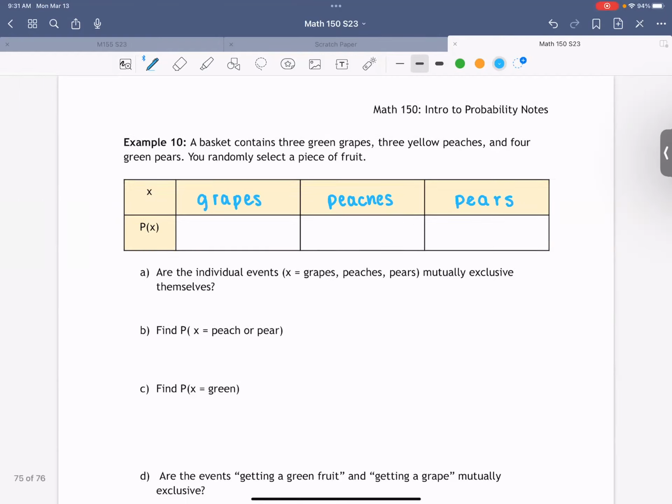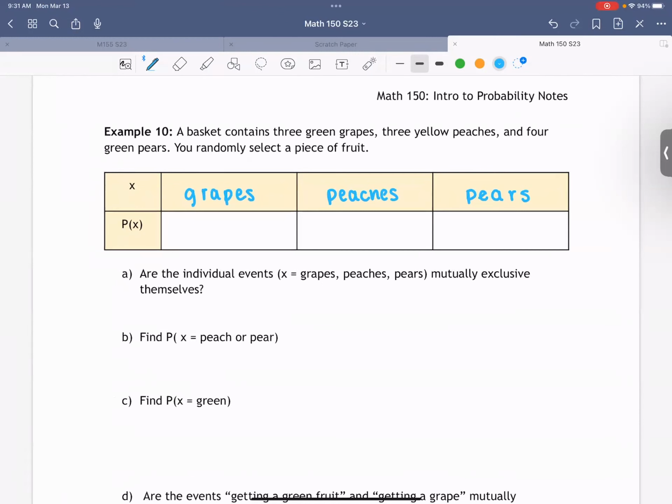All right, why don't you give this one a try? Very similar to what we did on the last page, and then we'll come back.